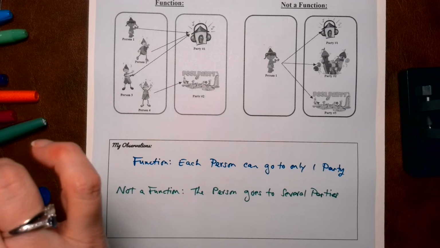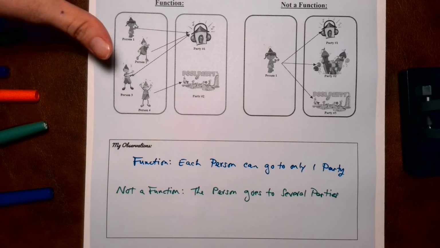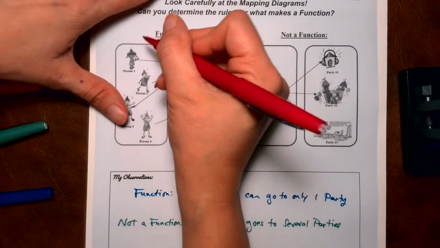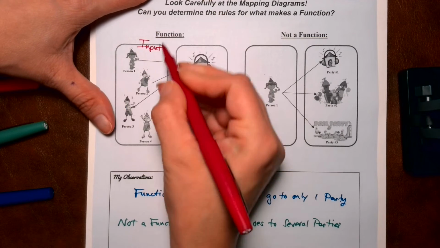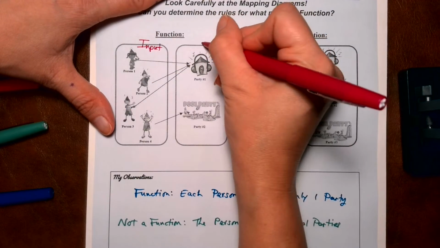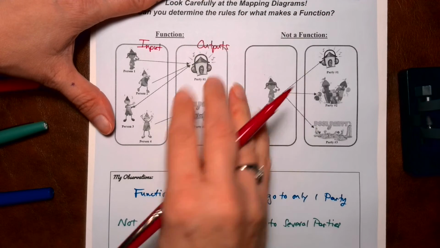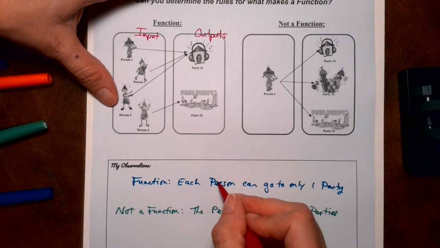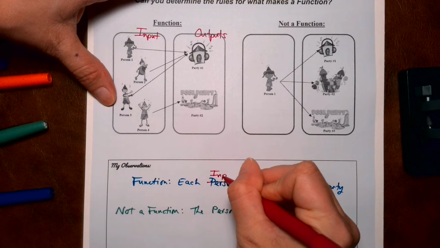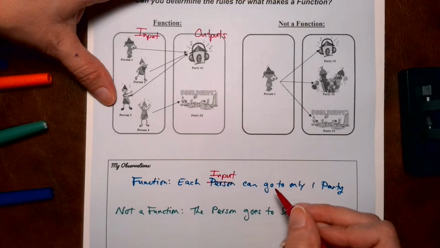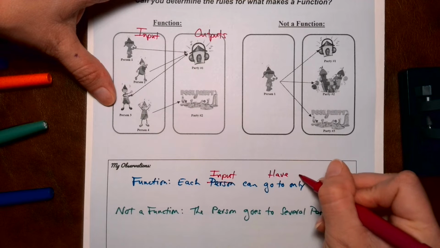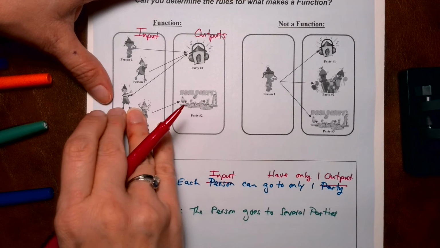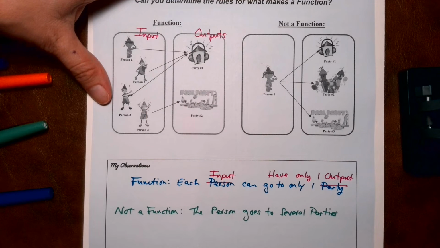All right, and so we need to turn this into something a little more mathematical than people and parties. So over here, I want you to write inputs, and then over here are outputs. Now we're going to change our sentence down here a little bit. When it says each person, we have to change person to input. Each input can have only one output. Each input has an output. That's what it means to be a function.